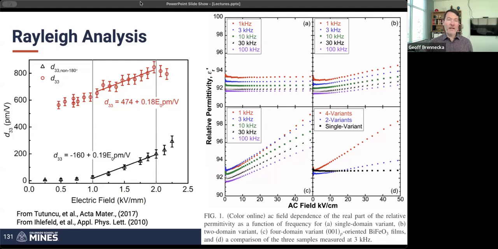So that's a super quick introduction to Rayleigh analysis. It can be a really deep tool. It can also be just a quick check and tell you a little bit about how your domain walls are moving and confirm or refute some of the other measurements that you get out of just making a hysteresis loop measurement.